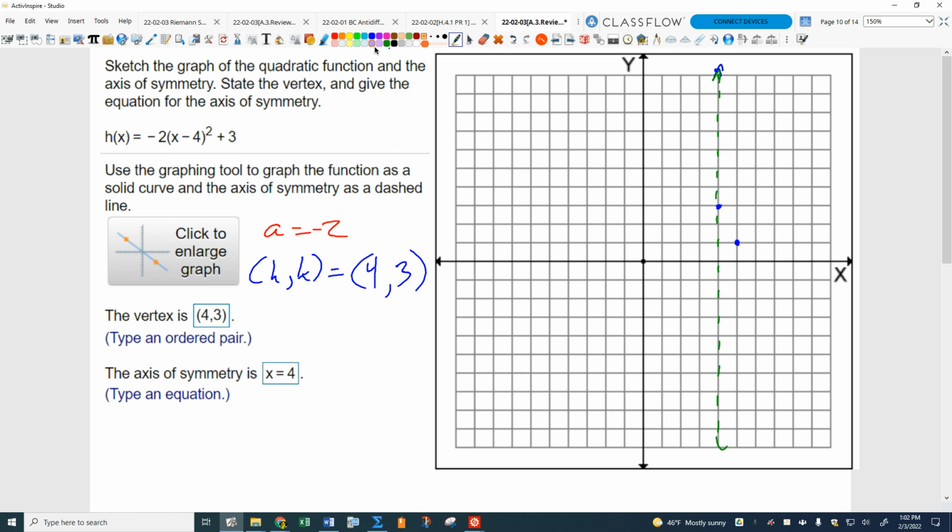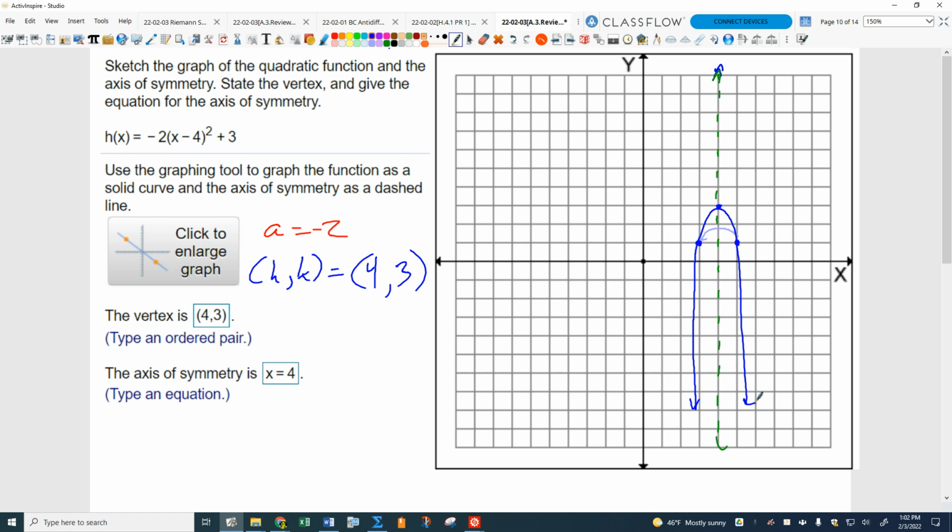Now I know, when you're using the graphing tool, you don't even have to worry about this. It does it for you. But I know I can reflect that point over to the other side. And then there's my 3 points. And if I bend my parabola, this looks like that. Okay?